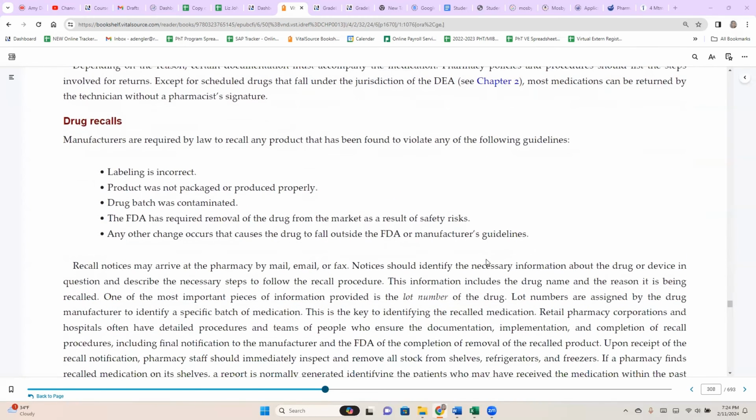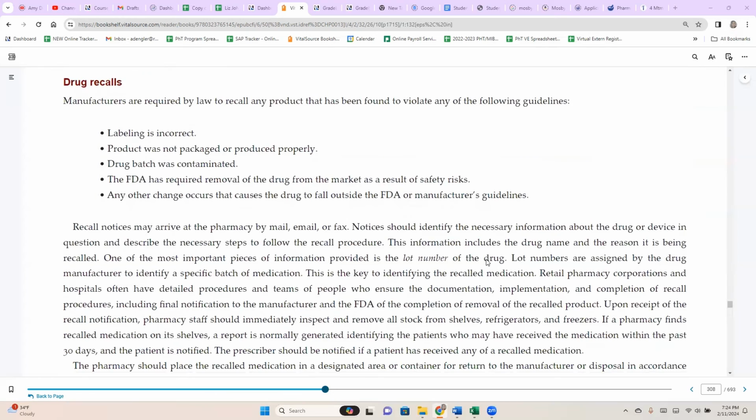Manufacturers are required by law to recall any product that has been found to violate any of the following guidelines. Labeling is incorrect, product was not packaged or produced properly, drug batch was contaminated. The FDA has required removal of the drug from the market as a result of safety risk. Any other change occurs that causes the drug to fall outside of the FDA or manufacturer's guidelines.